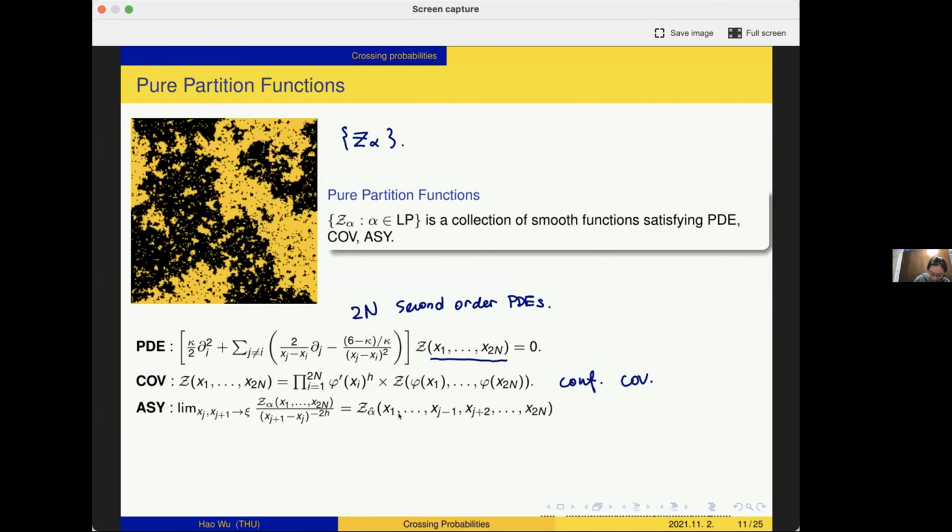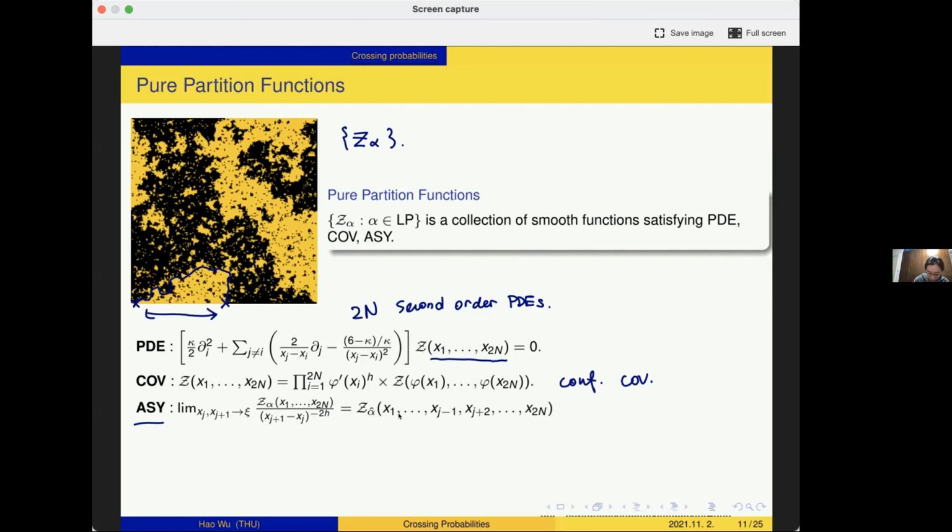And the third property is called asymptotics. This asymptotics comes from the following fact. Suppose we are looking at these two boundary points. There is an interface connecting the two boundary points. And suppose these two boundary points get closer and closer. What do we expect? We would expect that this interface will disappear. So the 2n marked points will become 2n minus 2 marked points, and the connectivity pattern between n interfaces will become the connectivity pattern between n minus 1 interfaces.